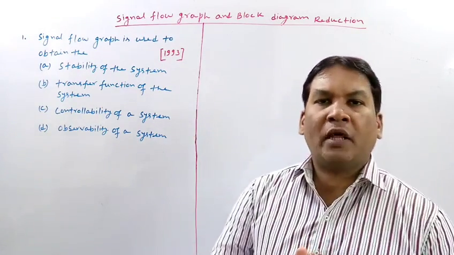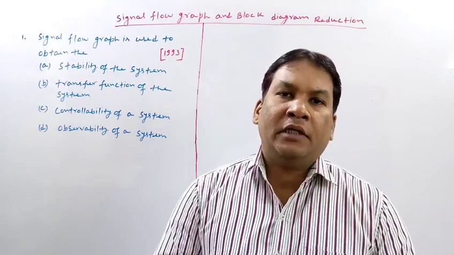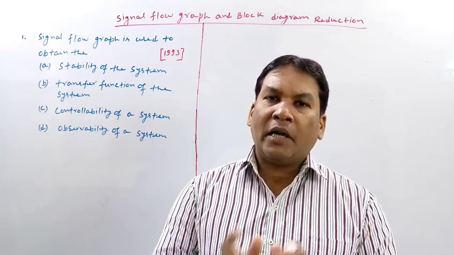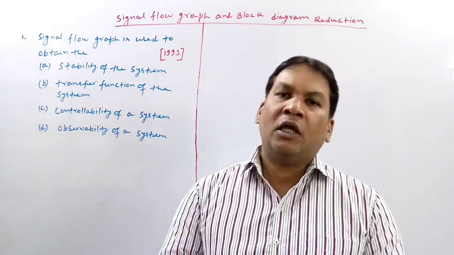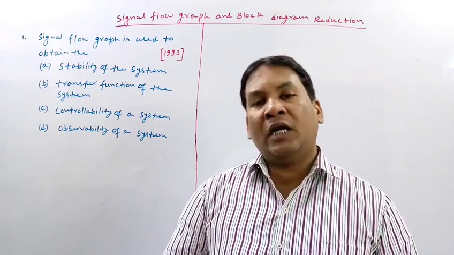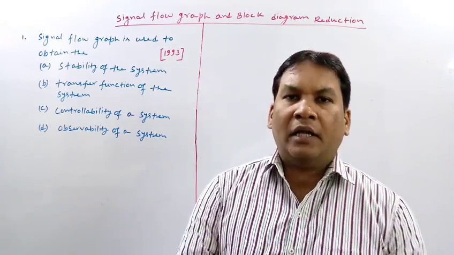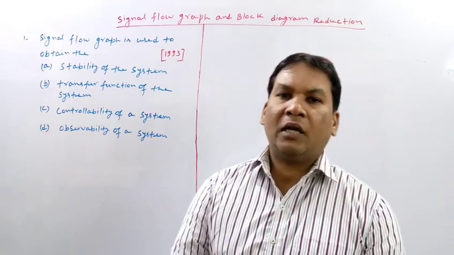The Mason-Gain formula says that the transfer function is given by sigma Pi delta I divided by delta, where Pi is nothing but the forward paths. I will explain later on what is Pi, what is delta I, and what is delta.